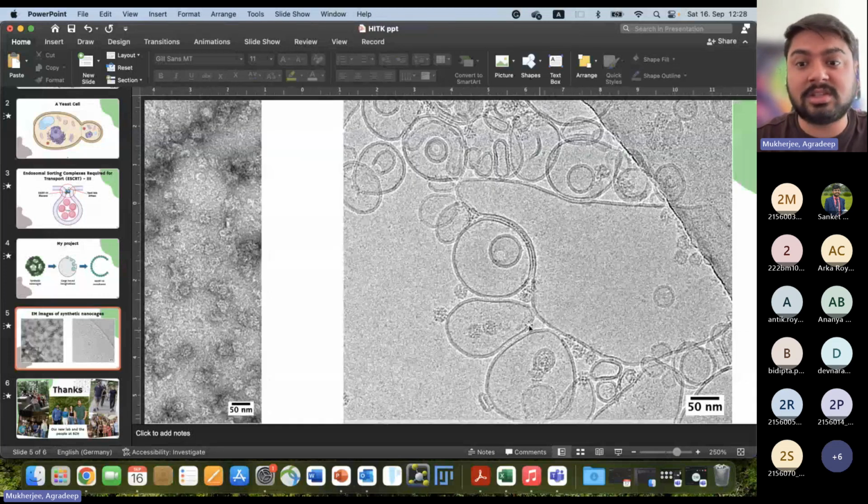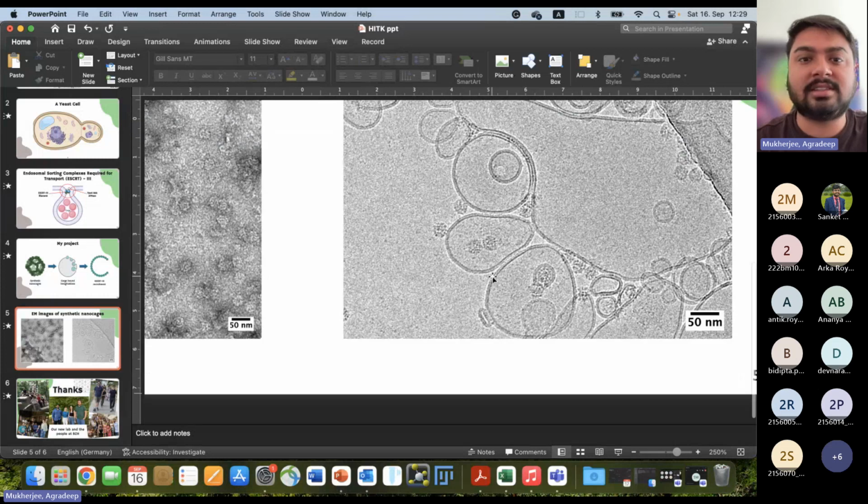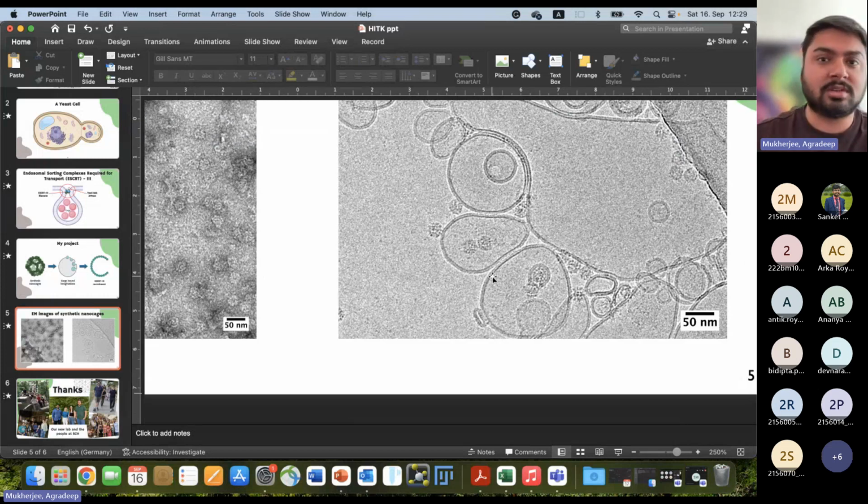And here there's no staining. This is cryo-electron microscopy, so they don't use staining here. You just freeze the samples, hit them with electrons, and you see how the electrons behave.